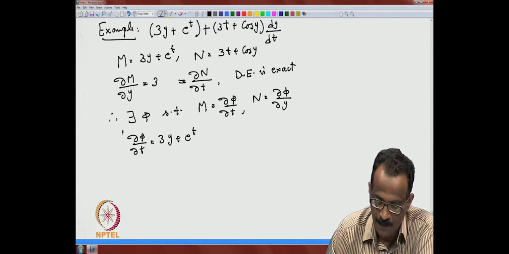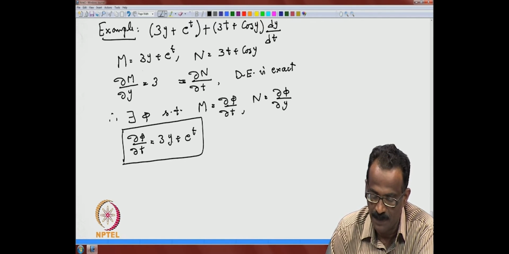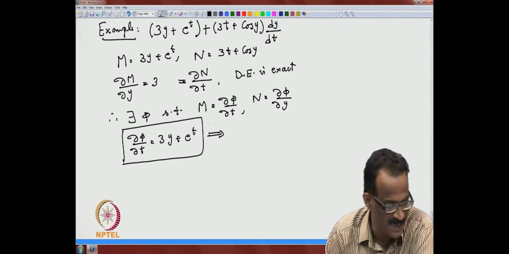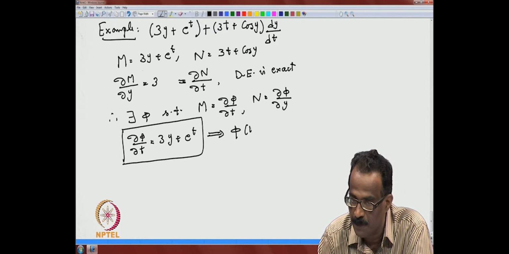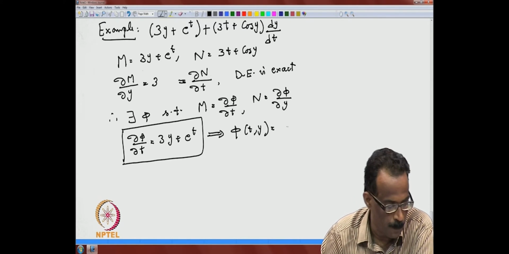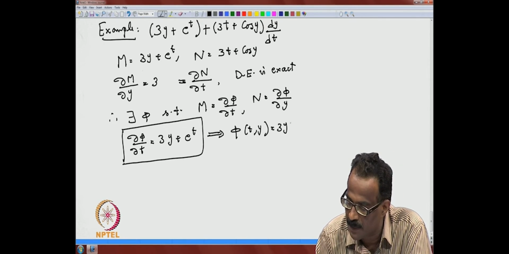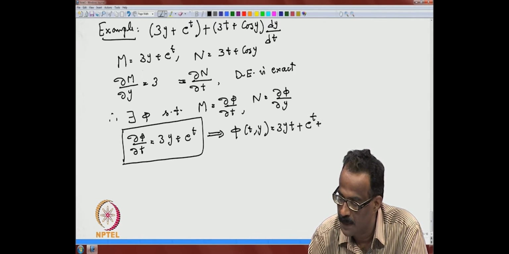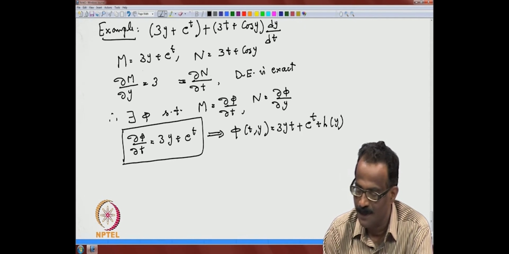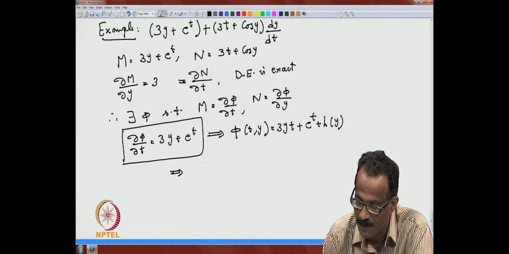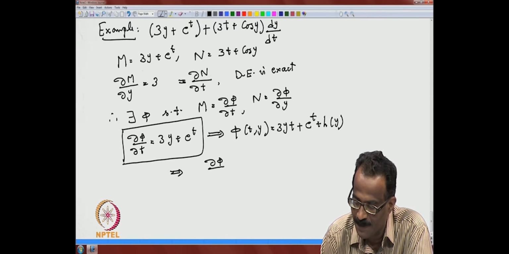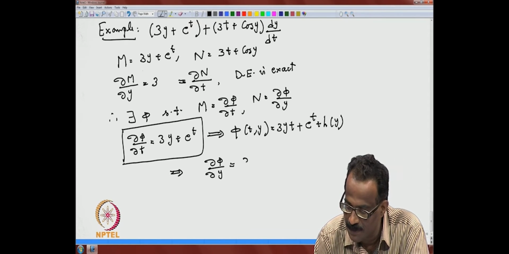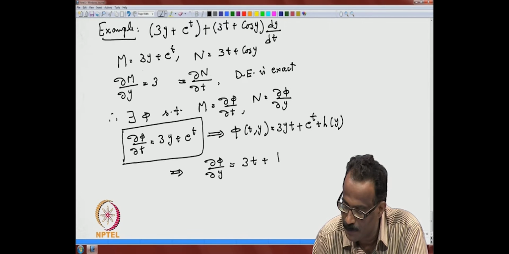If you treat y as a parameter and t as a variable, you can just integrate out and write down phi(t, y) equal to 3yt plus e to the power t. I have done the computation, but I do not want to spend time computing here; you can compute it. Now you differentiate: d phi by dy is 3t plus h prime of y.